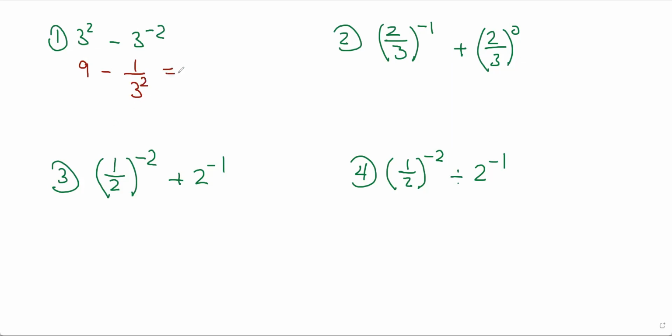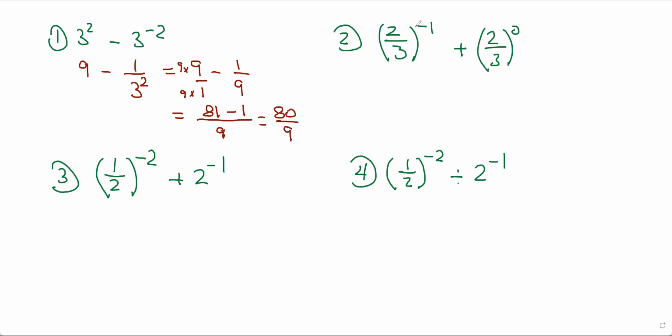So this becomes 9 minus 1/9, which equals, so that's over 1. So you have to multiply this by 9 and this by 9 to do common denominator. And the common denominator is 9, and 9 times 9 is 81, and minus 1 equals 80 over 9. And that's the answer for this one.